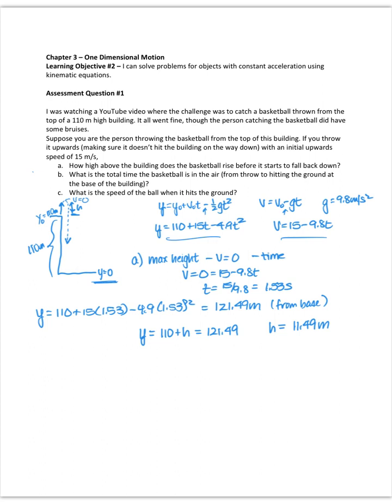Part B asks, what is the total time the basketball is in the air? That's from when you throw it till it hits the ground at the base of the building. So to find the time in the air, I know that when it hits the base of the building, y will be equal to 0. And I want to find that time. So you can see that we have to solve a quadratic equation.